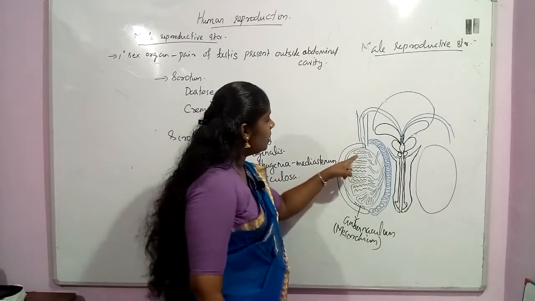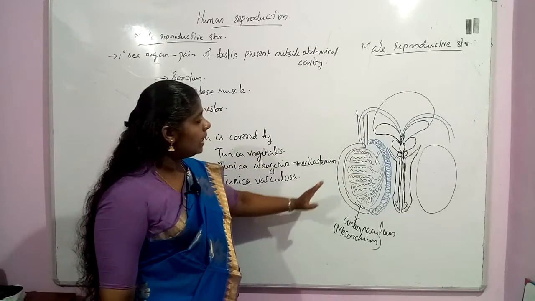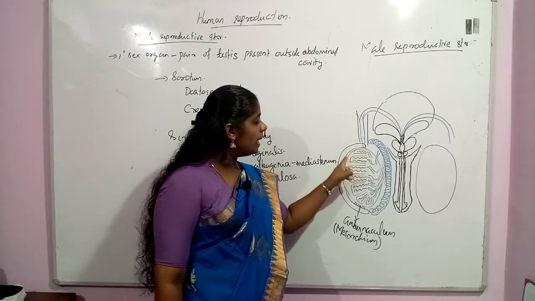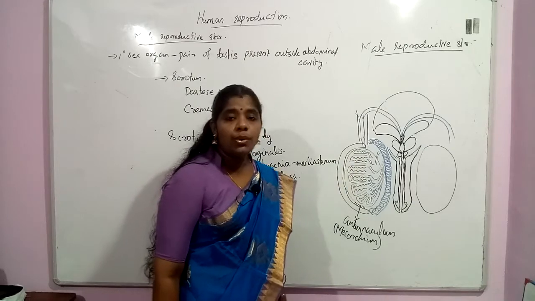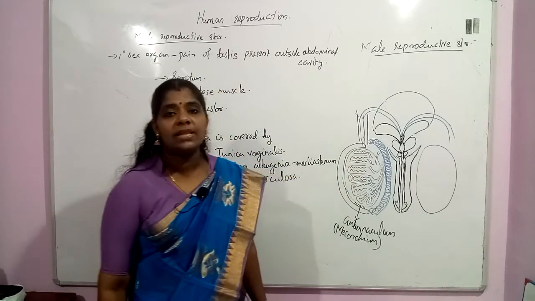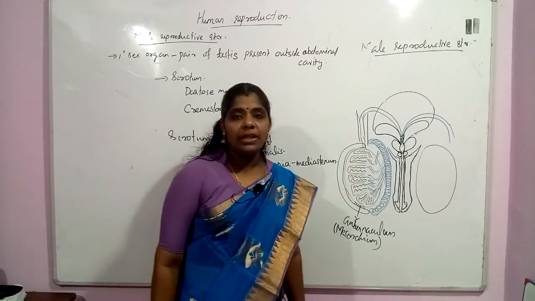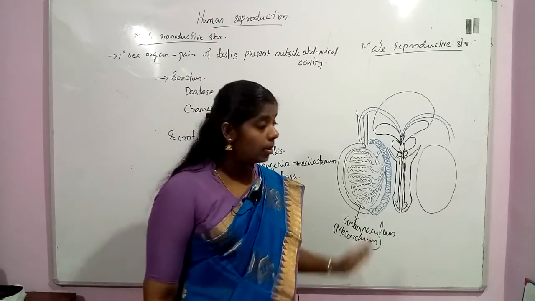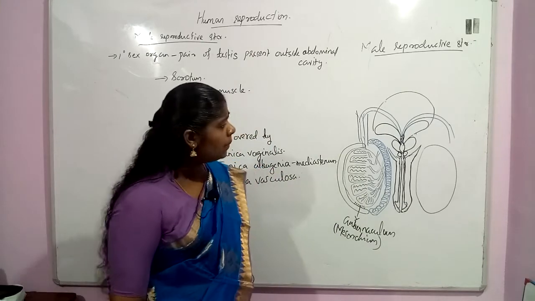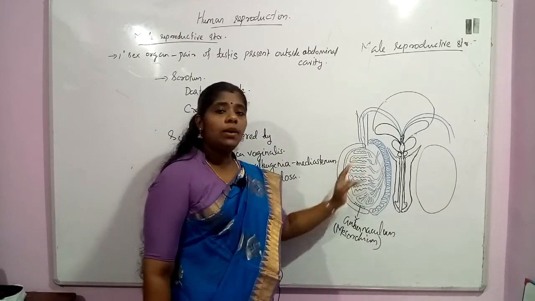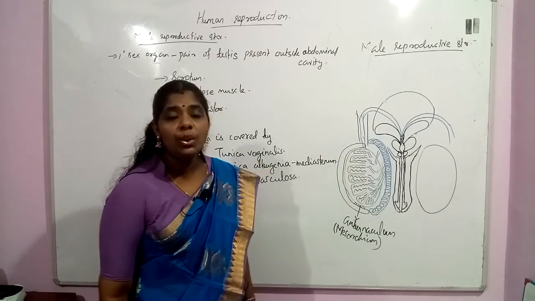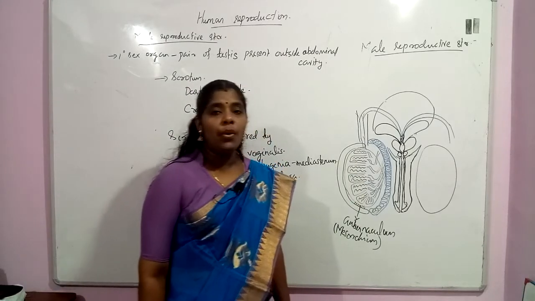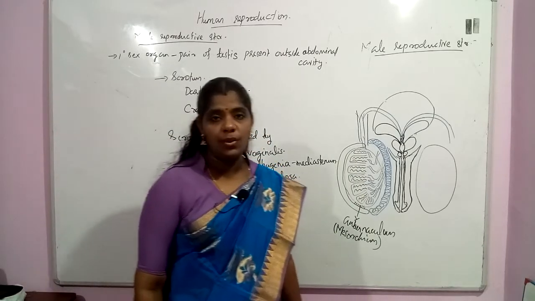See here the testis I have drawn; it has been divided into many testicular lobules. Around 250 testicular lobules are present in each testis. Each testicular lobule will contain 1 to 3 seminiferous tubules.